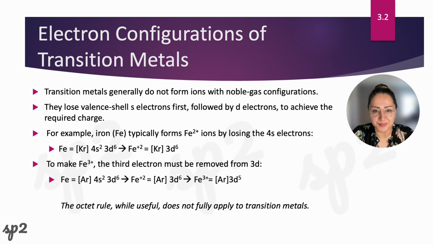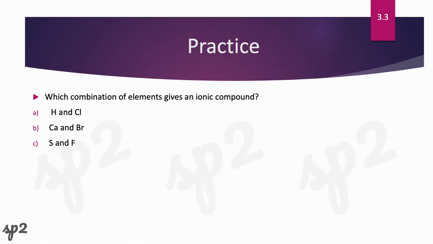Nicely done. So that brings us to our practice. So here's the question. Which combination of the elements gives an ionic compound? Okay, so think about it. If I have hydrogen and chlorine, they both are nonmetals, so they're not going to give me an ionic compound, right? This would be just a covalent bond, so that's not the case.